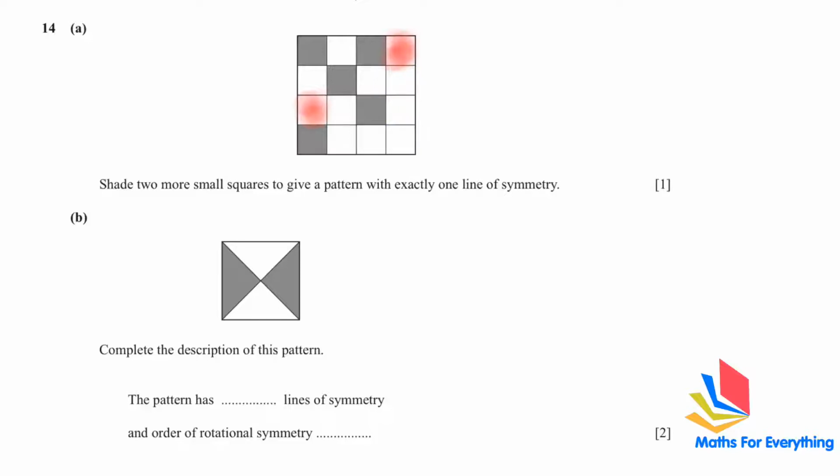Next, complete the description of this pattern. The pattern has how many lines of symmetry? We can cut it in this and in this way to have two similar shapes. So 2 lines of symmetry, and the order of rotational symmetry is also 2, as we can rotate this shape 2 times and it will be in the exact same position.